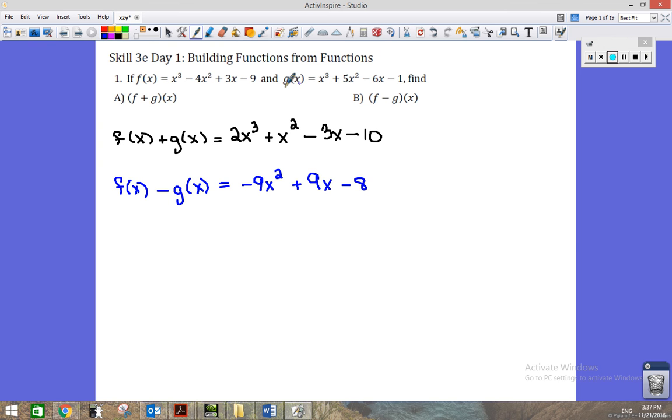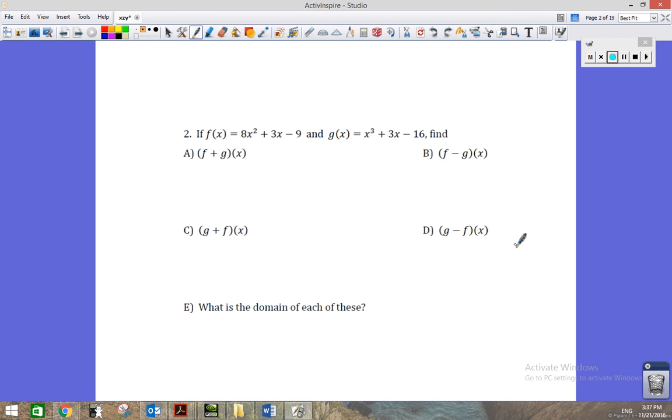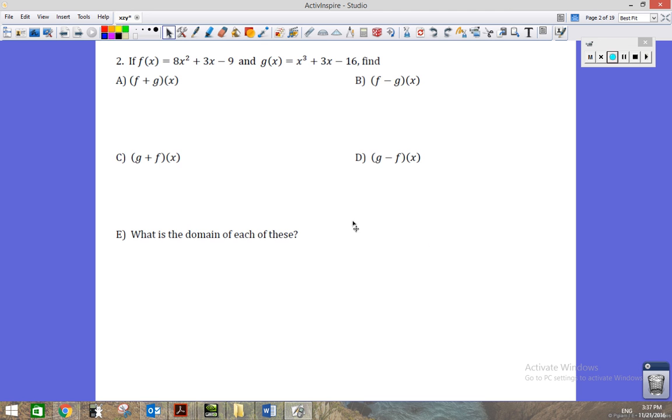And you may actually want to write it out if you are prone to silly errors, so that you can visually see how to change the sign of all of the terms in the second function. But those are my answers for A and B unless you tell me otherwise. Let's go ahead and take a look at number 2 and put it on the same video.